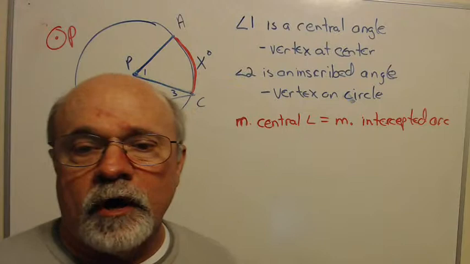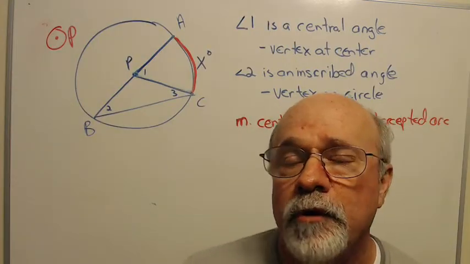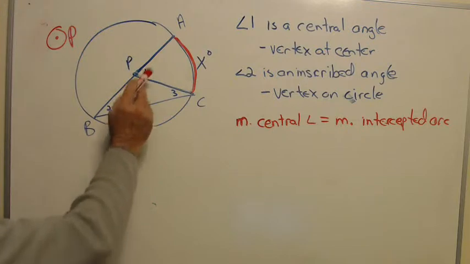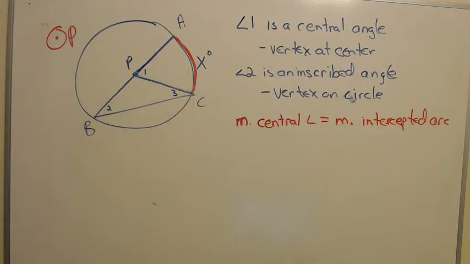Okay, we want to talk about another type of angle in a circle. It's called an inscribed angle. We already know about central angles. I've got a picture here, and in this picture, circle P, angle 1, or angle APC, is a central angle because its vertex is at the center of the circle.